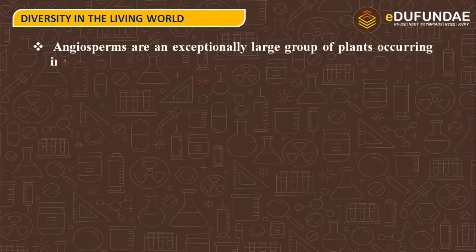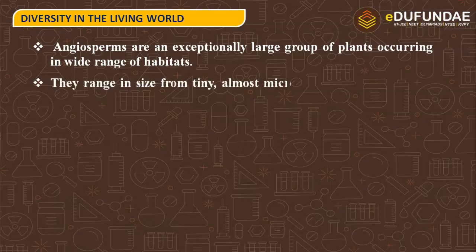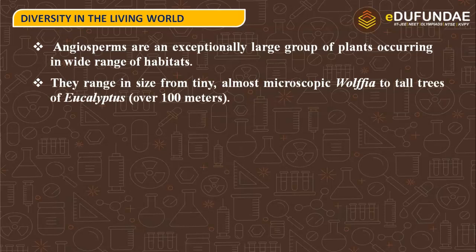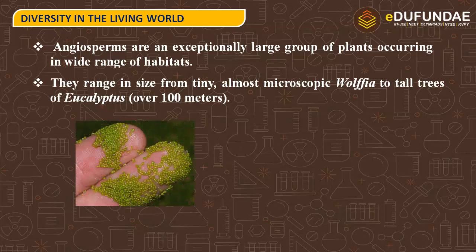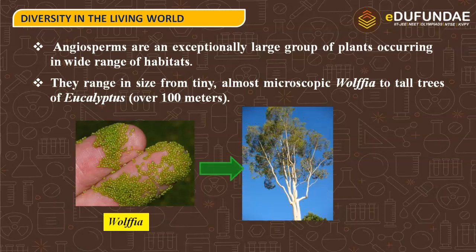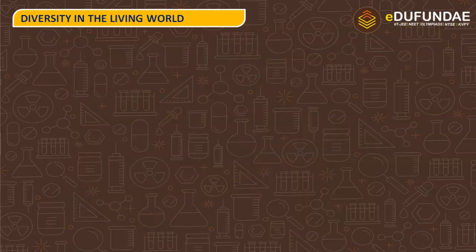Angiosperms are an exceptionally large group of plants occurring in a wide range of habitats. They range in size from the tiny, almost microscopic Wolffia to the tall eucalyptus trees. So Wolffia is the smallest or tiniest plant, and they can be as large as eucalyptus trees that can grow up to 100 meters. You can see the tiny structure of Wolffia in the diagram, and here we have the next structure, that of eucalyptus, and they are very tall. They can be up to a height of 100 meters.